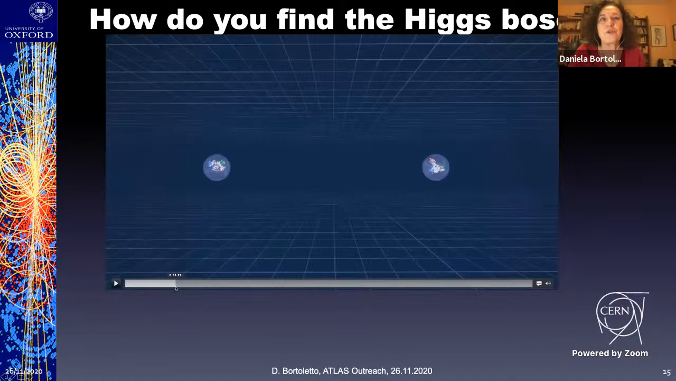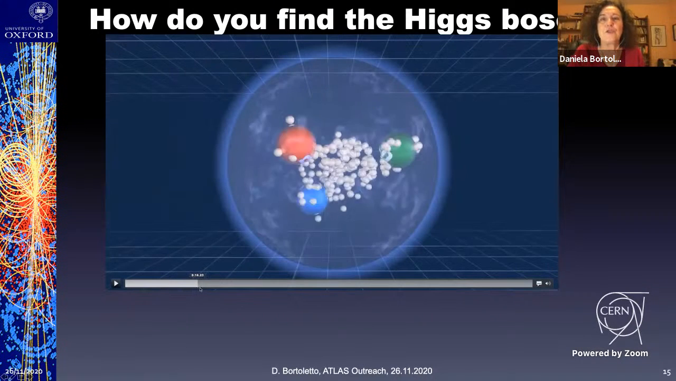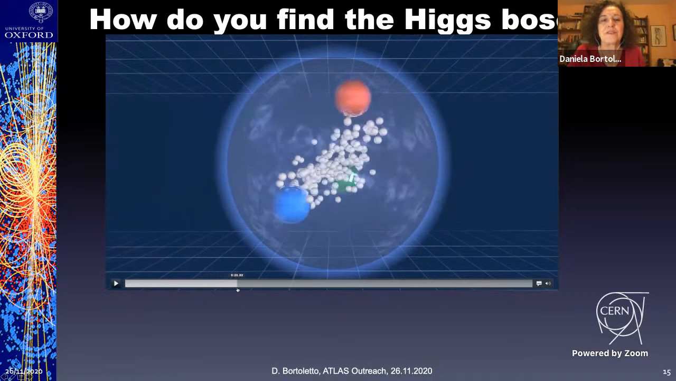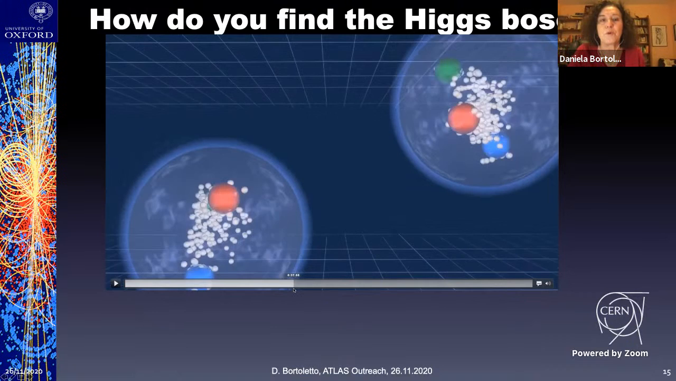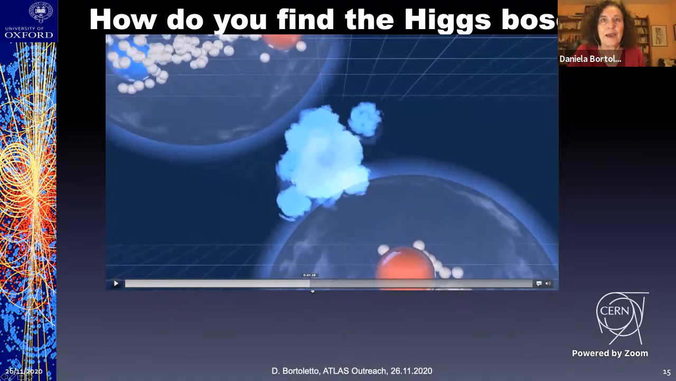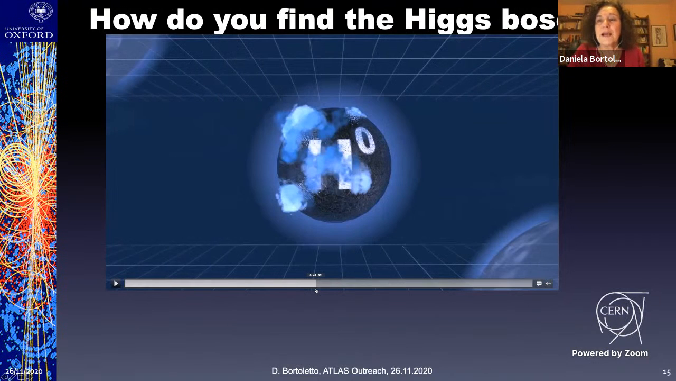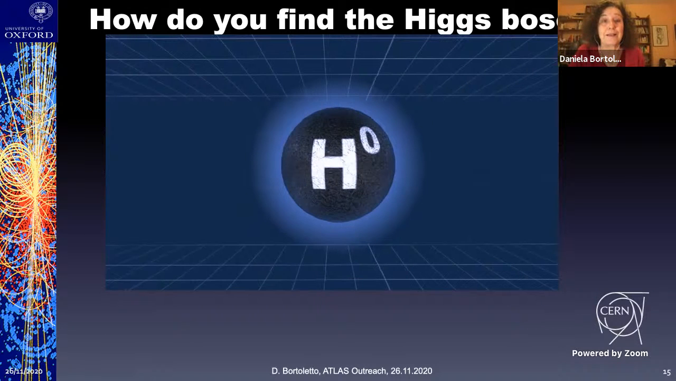So it's a proton, and I told you already that you have the quarks inside and you have the gluons inside. From time to time, when these protons collide with each other, you will produce a Higgs boson. So here is when you produce a Higgs boson, okay? And then the Higgs boson lives a very, very short amount of time, so we don't see the Higgs boson per se in our experiment.